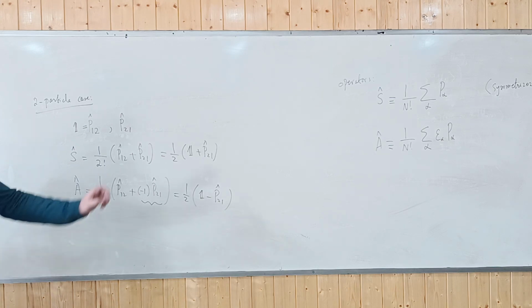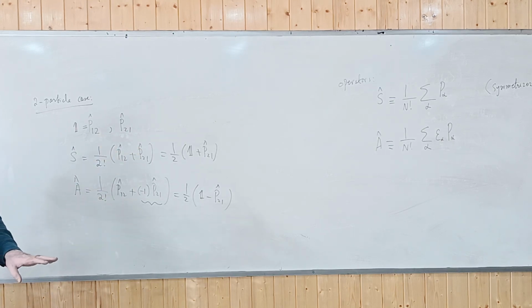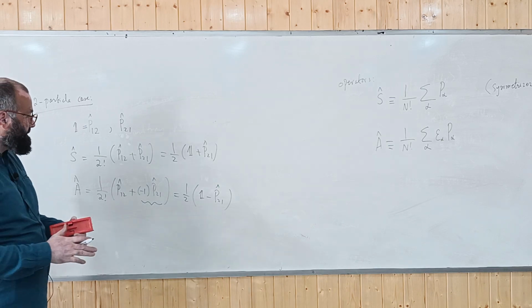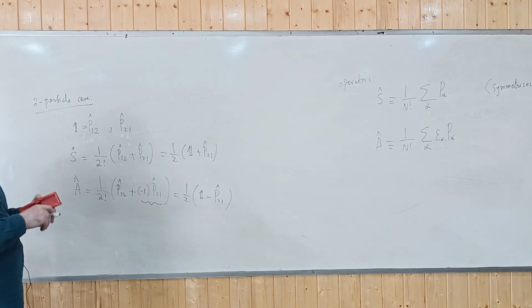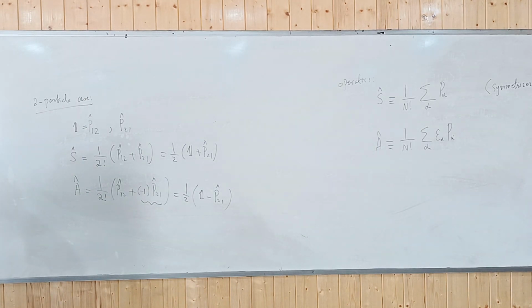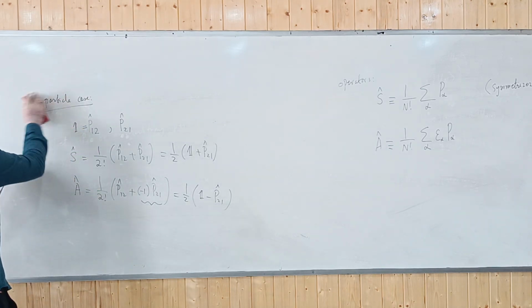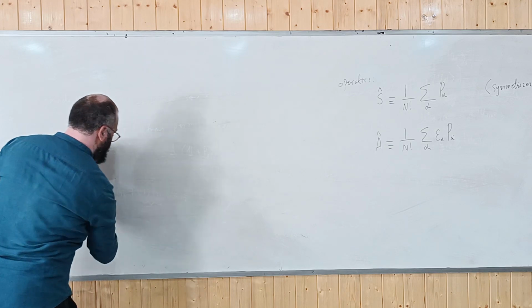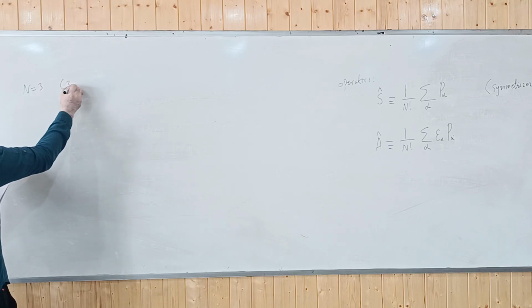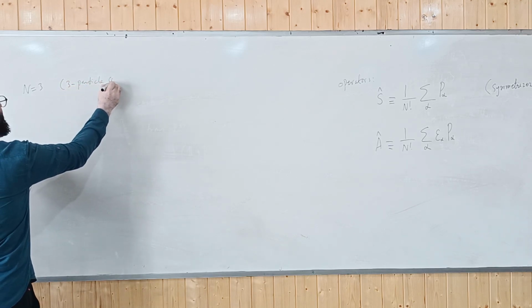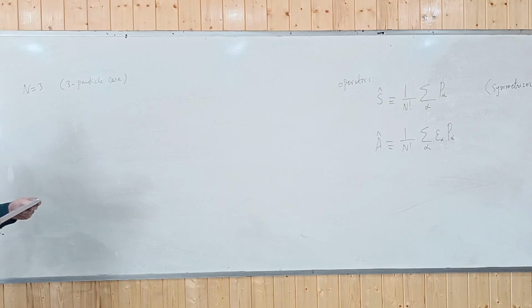Okay, so now let's take the three particle case quickly, and then we'll stop. Any question? Have you written it? Okay, just write it. Let me take n equal to 3, so that means 3 particles. Let's count what the possible permutations are.